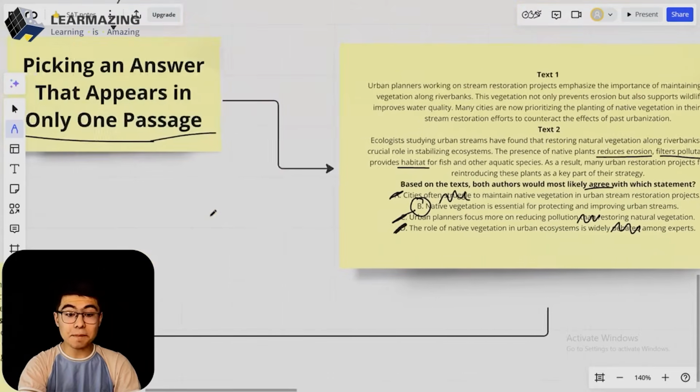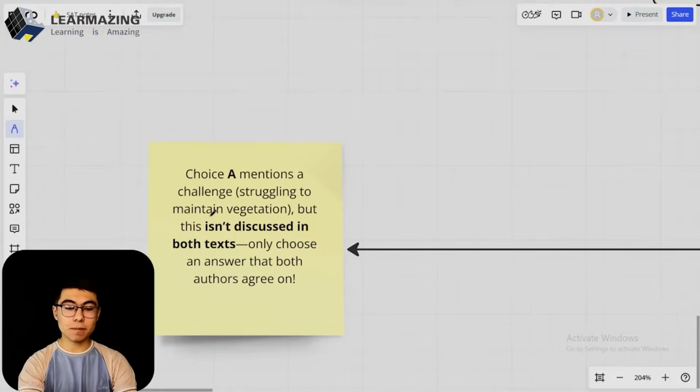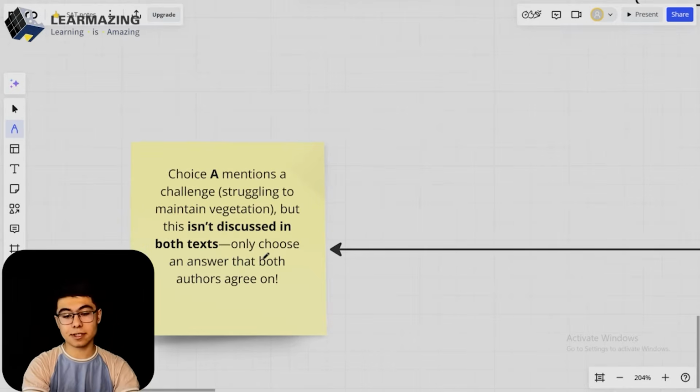So choice A mentions struggling to maintain vegetation, but this is not discussed in both texts. That's why my recommendation is to choose an answer that both authors agree on.